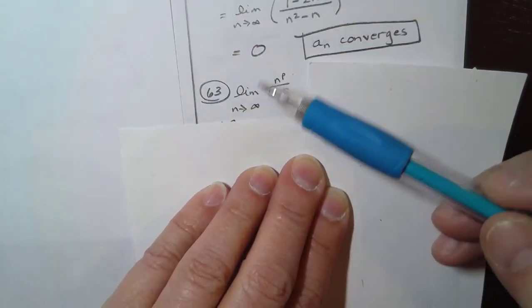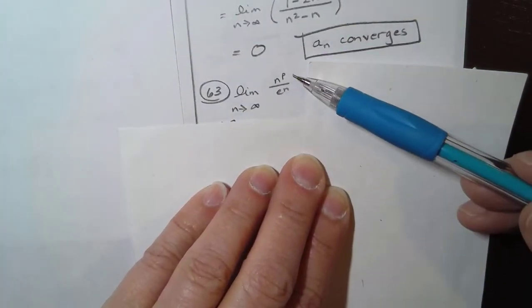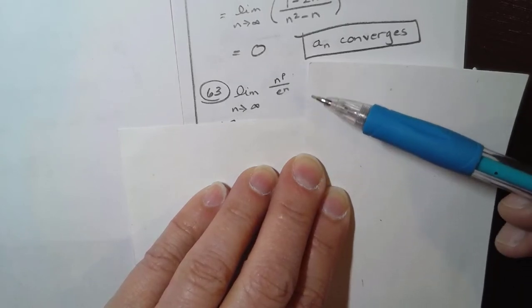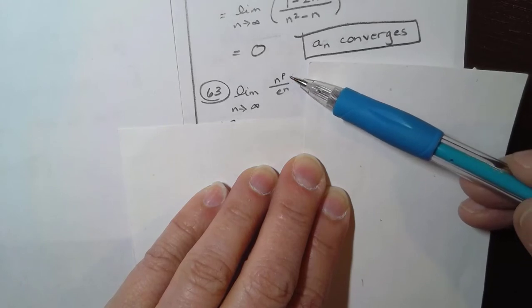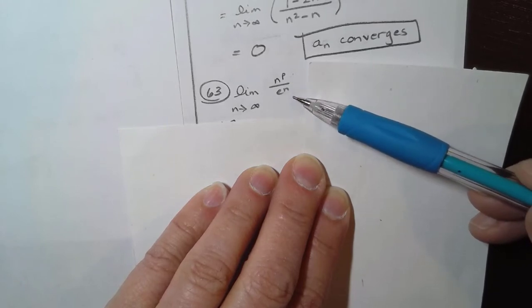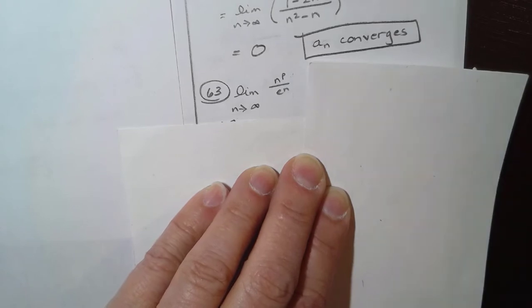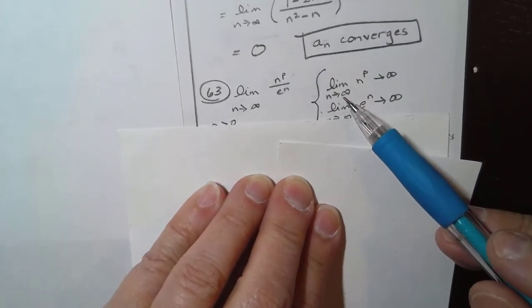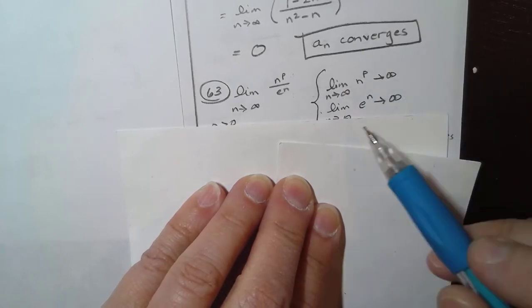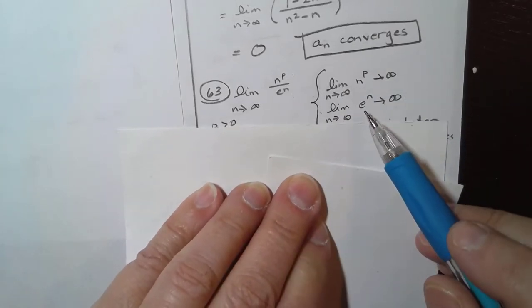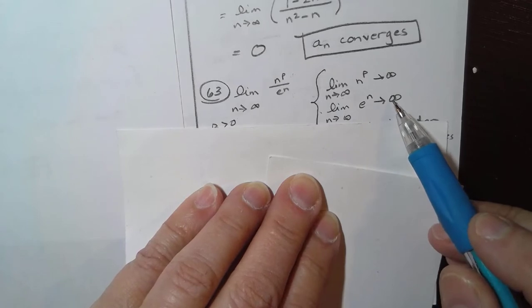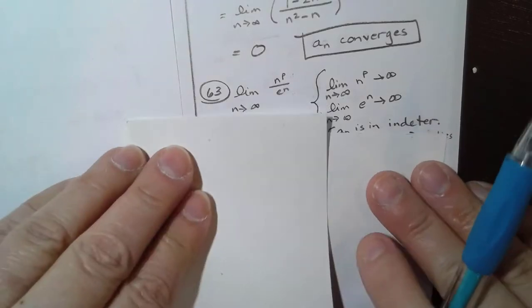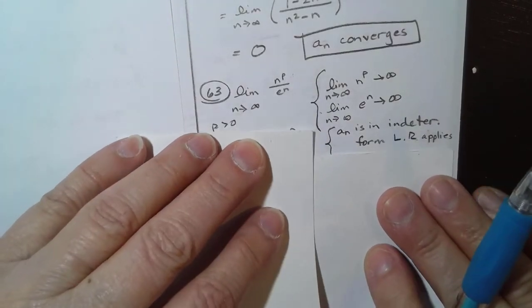All right, 63. Limit as n goes to infinity of n to the p over e to the n. Now, we have to think about what's going on. Is our numerator getting bigger faster than our denominator, or is our denominator getting bigger faster than the numerator? Well, right now we know that the limit as n goes to infinity of n to the p would go to infinity. The limit as n goes to infinity of e to the n would go to infinity. So we have a L'Hopital's rule situation. We're in indeterminate form, okay, and L'Hopital's rule will apply.